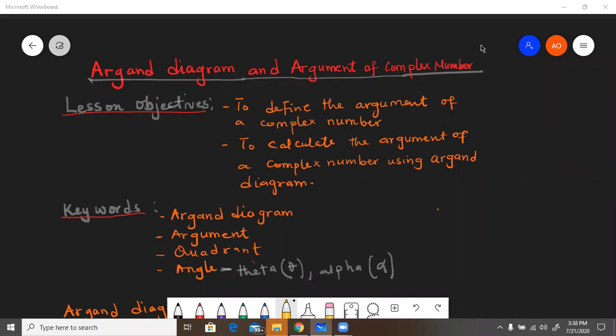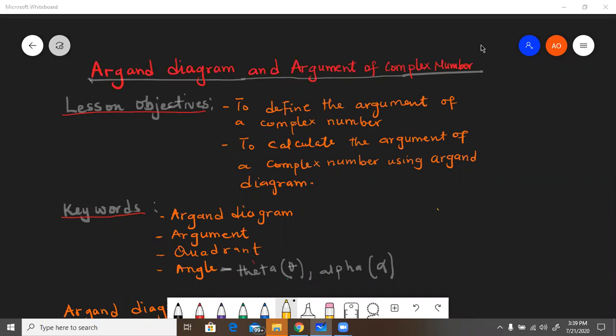In this video, I want to explain the argument of a complex number. The objective of the video will be to define the argument of a complex number and to calculate the argument of a complex number using the Argand diagram.